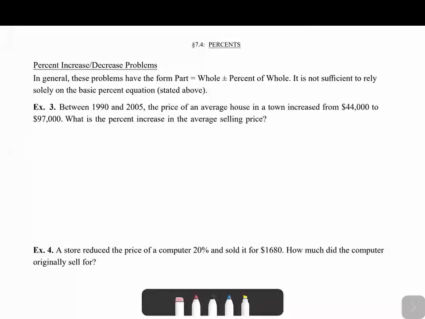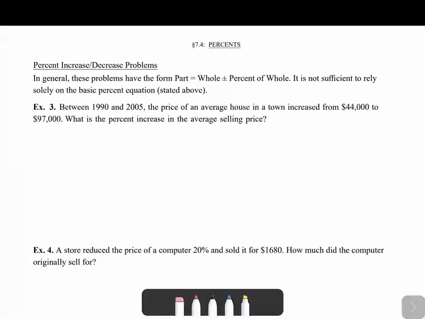Hi everyone, this is the second video for section 7.4 on percents. In this video, we're going to start talking about percent increase and decrease problems. These aren't covered, I don't believe, in the book, but they're what people really use percents for in everyday language. So I think it's important to cover them.